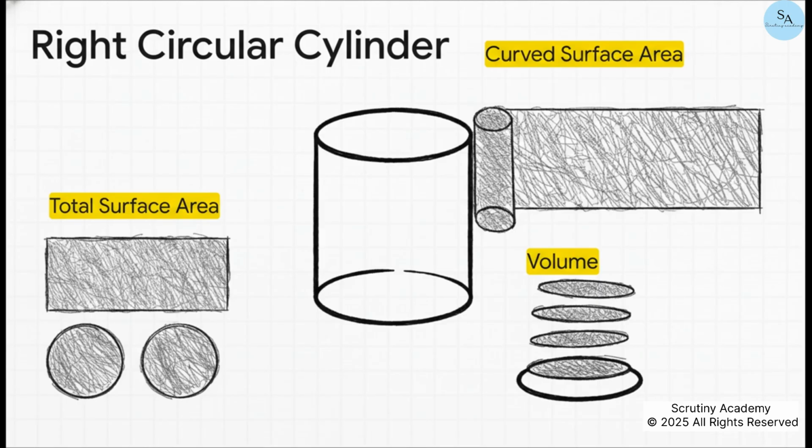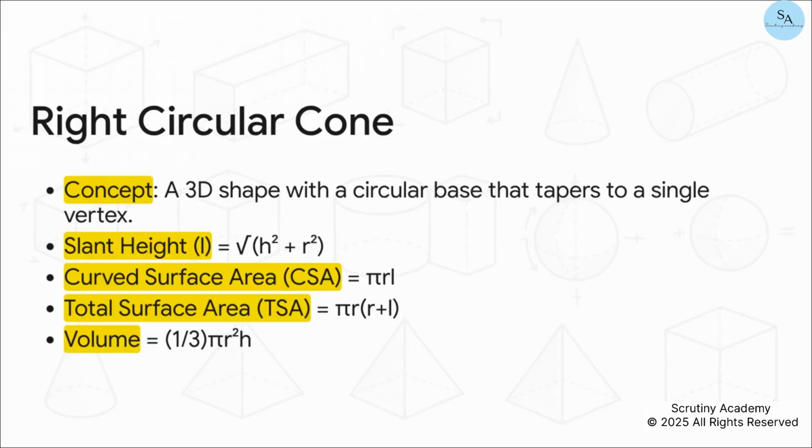The total surface area then is that label plus the 2 circular lids on the top and bottom. And the volume? Super intuitive. You just take the area of the bottom circle, which is pi r squared, and you stretch it upwards by the height h. And now for the cone, like a party hat or an ice cream cone.